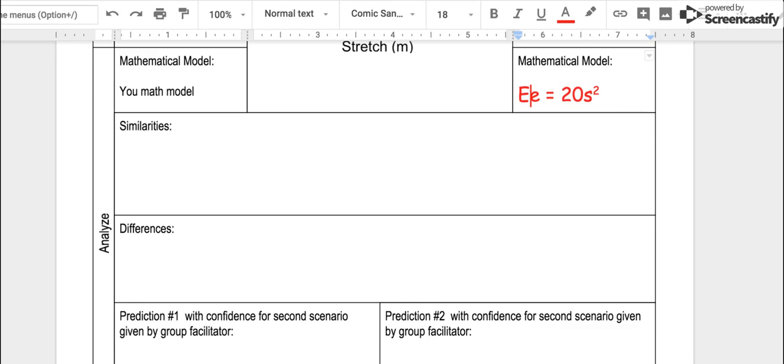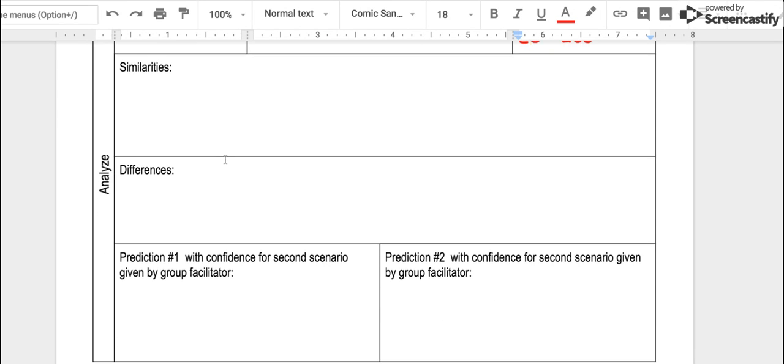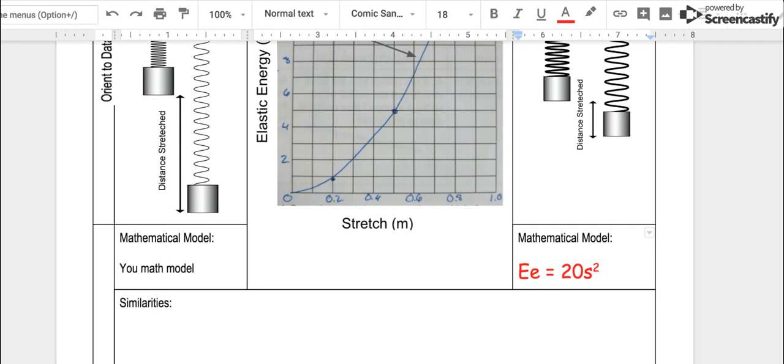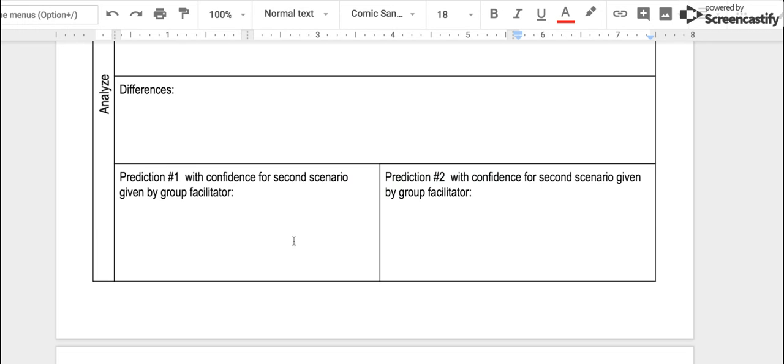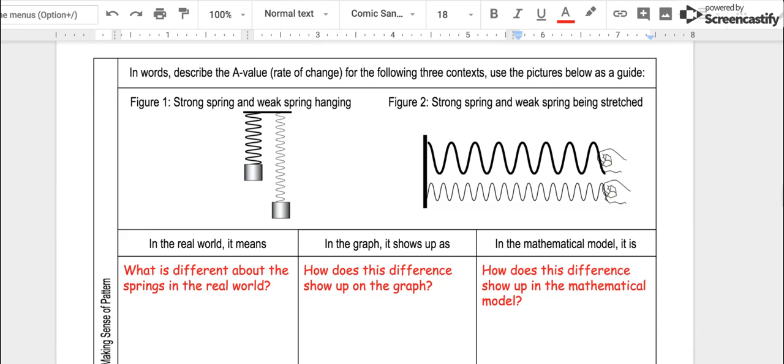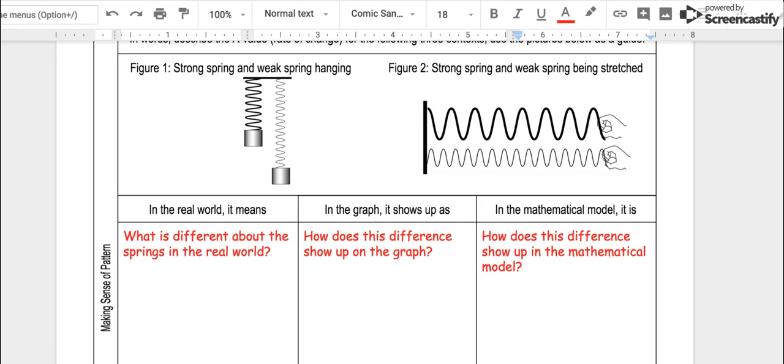All right, great. Now that you're done with similarities and differences and you've looked at the 2 graphs, I'm going to have you skip prediction 1 and 2 right now and move over to the back side. When you're on the back side here, there's a couple of figures. I'm going to start with figure 2 actually. You could imagine when you stretch 2 springs versus 1 spring, the force is a lot harder to stretch.